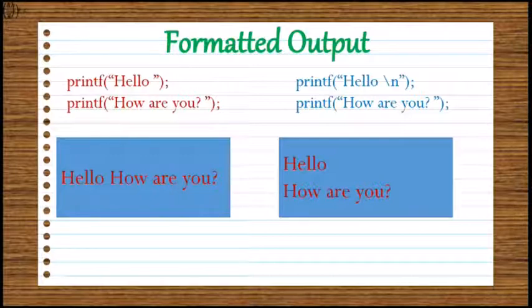So if you see the difference, in first example we have not included \n, so the output will be in a single line, but in second example we have used \n, so the output will be on different lines.